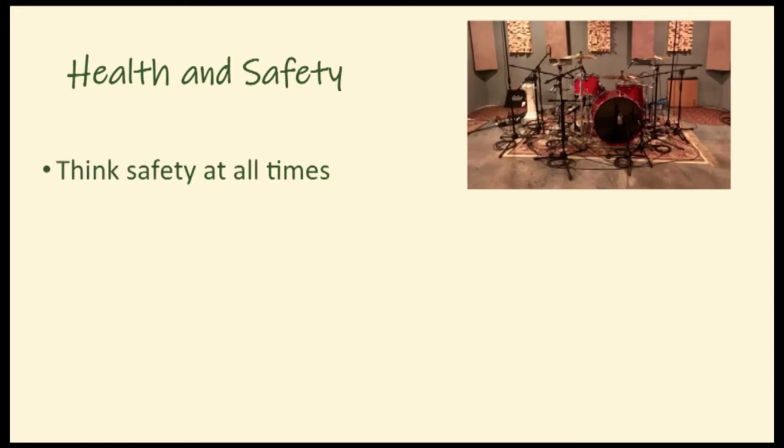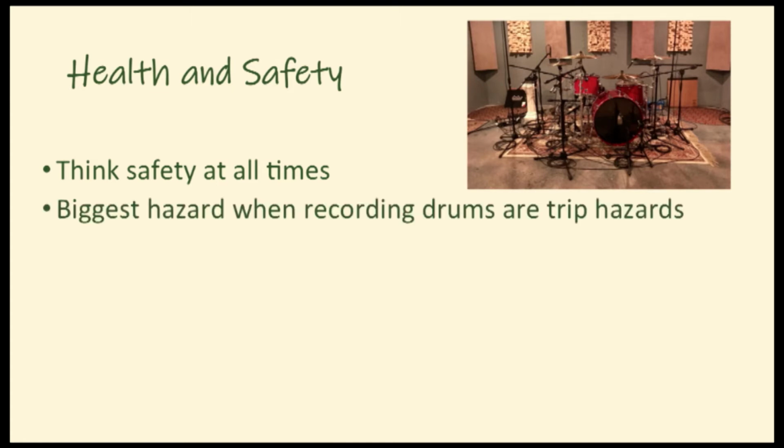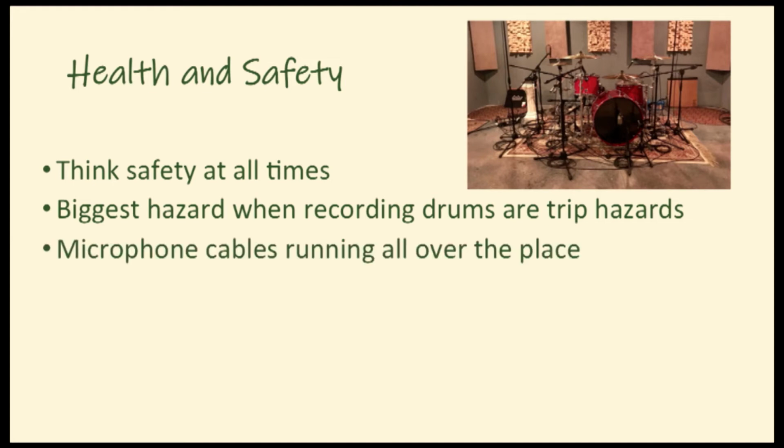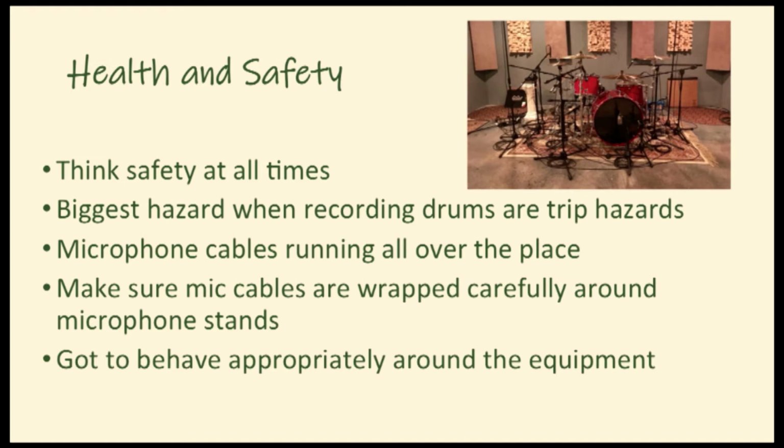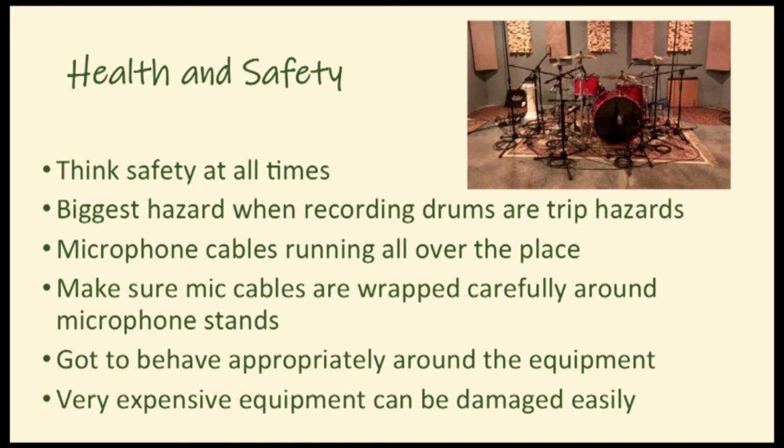Health and safety. Think safety at all times when in the recording studio. The biggest hazard when recording drums are trip hazards. You can see from the photograph lots of microphones with lots of microphone cables strewn around the drum kit and around the room. Microphone cables can be running all over the place. Make sure the microphone cables are wrapped carefully around the microphone stand so they're not dangling down so people can trip over them easily. It's very important that people behave appropriately around the equipment. There's lots of very expensive equipment that can be damaged very, very easily.